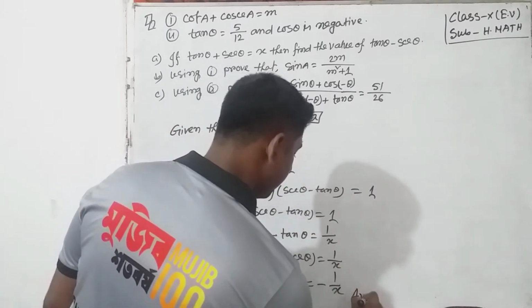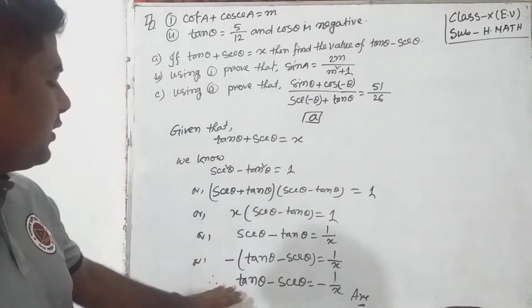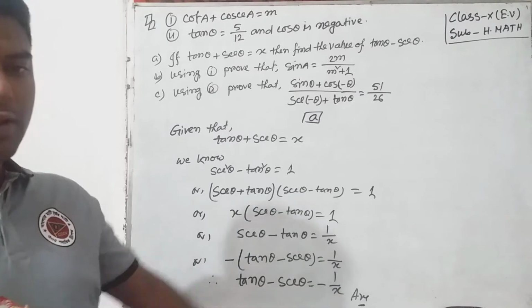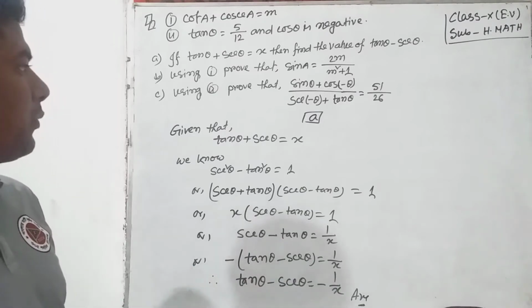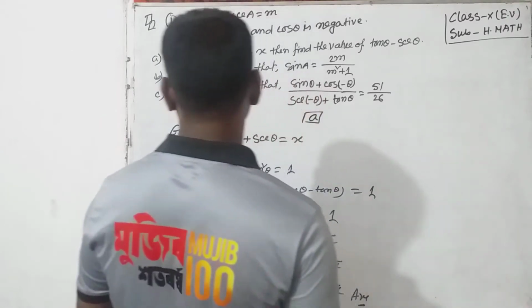This is the answer. Okay, I hope you understand: tan theta minus sec theta equal minus 1 by x. Okay, number B.